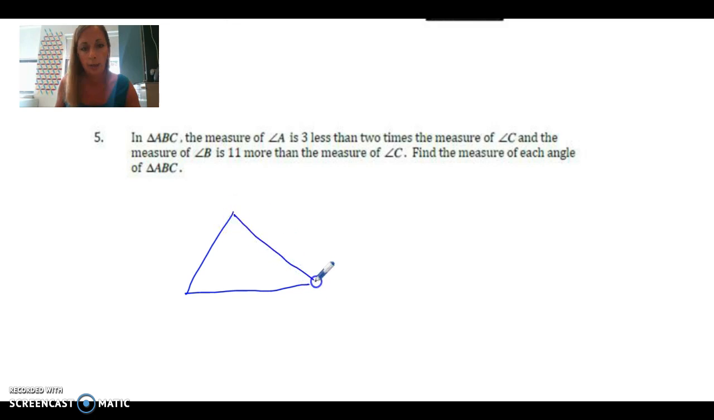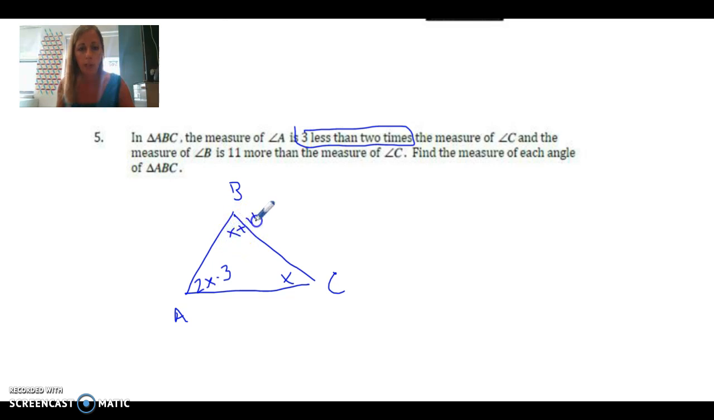I don't really care what it looks like. I'm just going to label it A, B, and C. They're giving me some words here that I'm going to need to translate into a mathematical expression. So A is 3 less than 2 times the measure of angle C. If I call C x, I'm going to do 3 less than 2 times, so 2x, and 3 less than that is minus 3. And the measure of B is 11 more than C. So if C is x, 11 more than that would look like this.